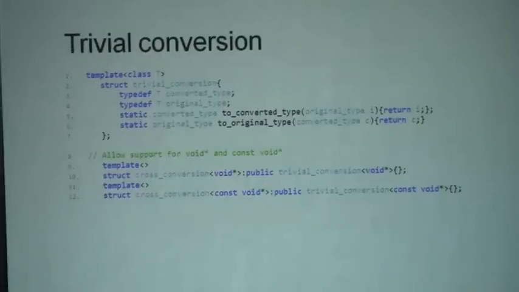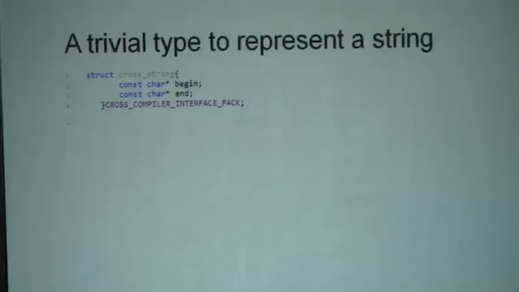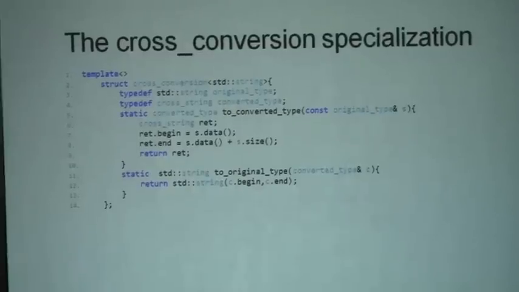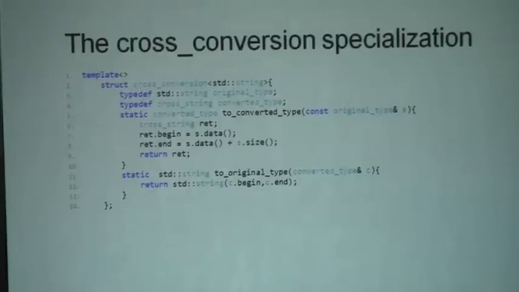So here's what trivial looks like. We have two typedefs, converted type and original type, and then there's to converted type and to original type. So this one, nothing to do. To use this for, say, void, specialize for void, derived from the trivial conversion. For string, we need to come up with a way to define a trivial type for string. A good way is constant char begin, constant char end. Specialized for string, so original type is std string. Our converted type is going to be cross string that we saw before. And then to converted type, we set the begin, set the end, and return it. And then we take the converted type, which has the begin and end, and convert it back to a string on the other side.